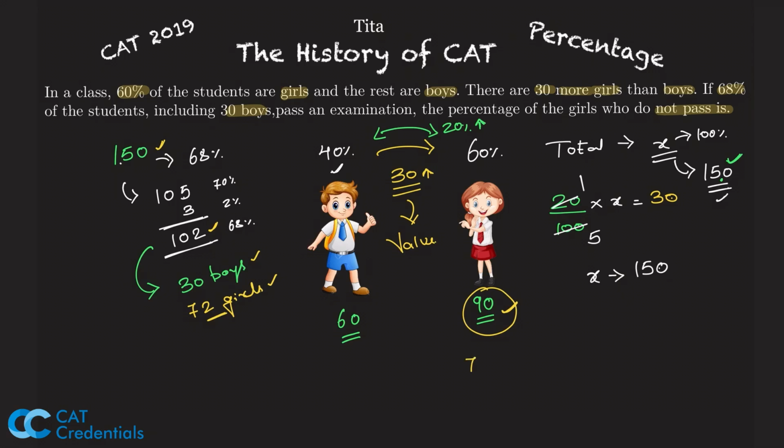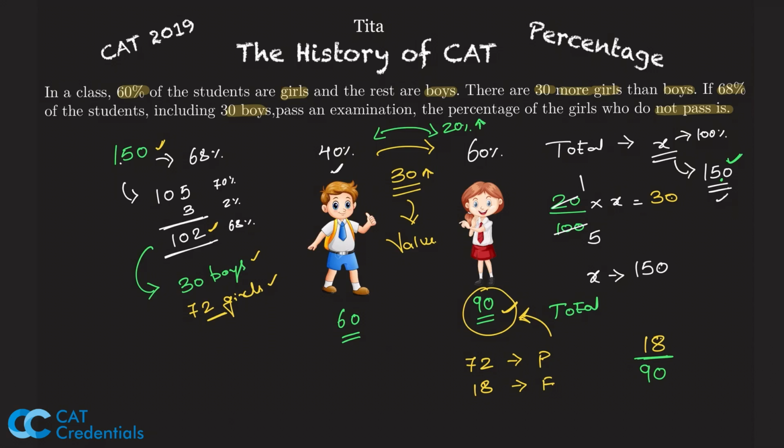So 72 passed. Okay, which means how many failed? 18 failed. Okay, out of what? Out of the total of 90 girls, 72 passed and 18 failed. What is the question asking me? The percentage of the girls, which means out of the total 90 girls, how many girls failed? 18, right? That's what the question is asking me, the percentage of the girls who did not pass. 18 girls did not pass out of 90.